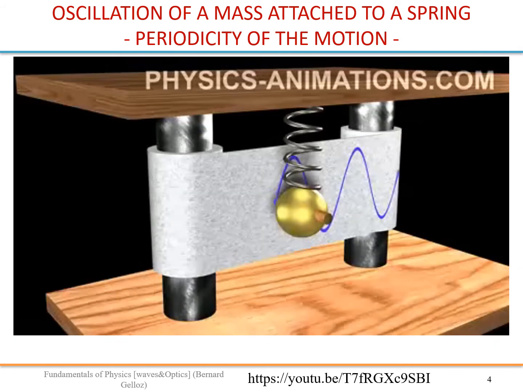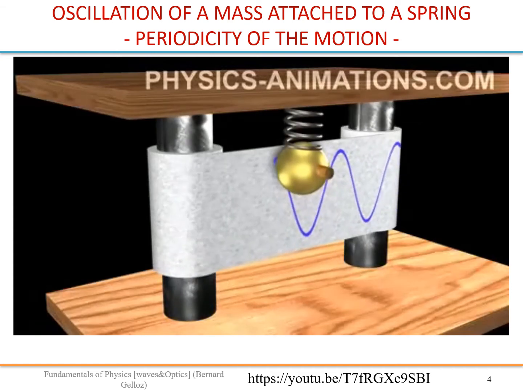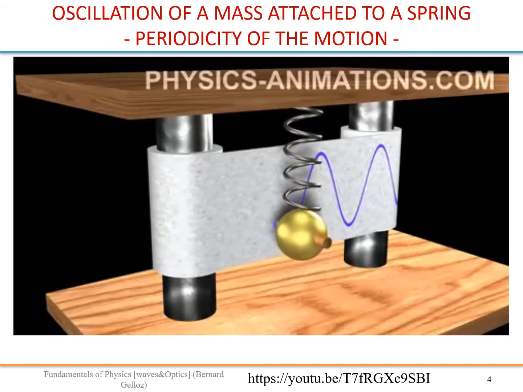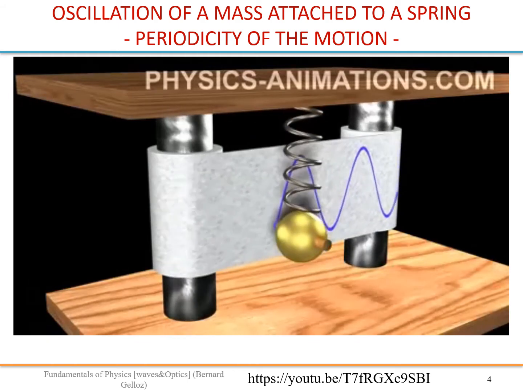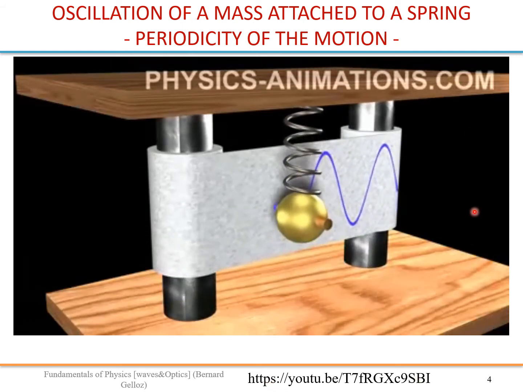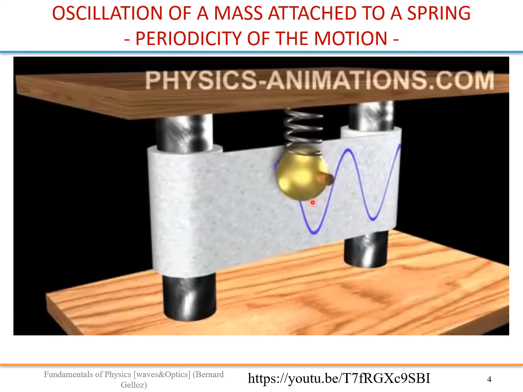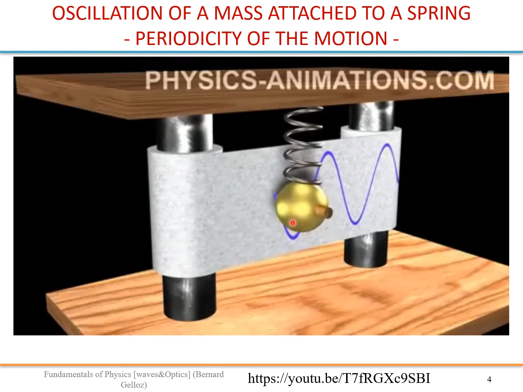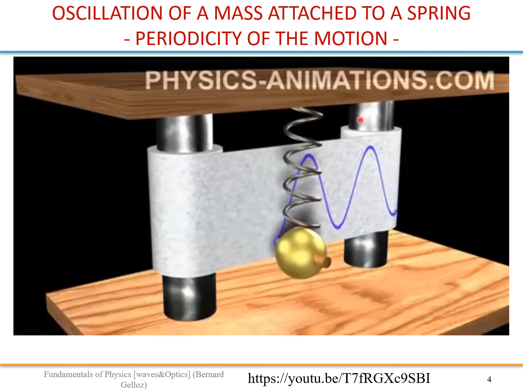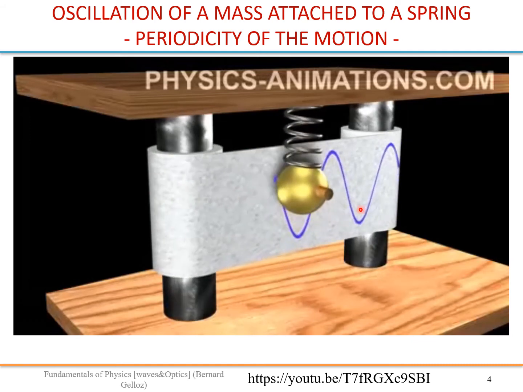Let's make an experiment, a kind of animation experiment here. I'm going to run it. This is a video I took from YouTube, and the link is here, from physicsanimation.com. Here you have an oscillator, a spring mass system oscillating. And it has a pen, so it just writes on a piece of paper that is moving at constant speed.